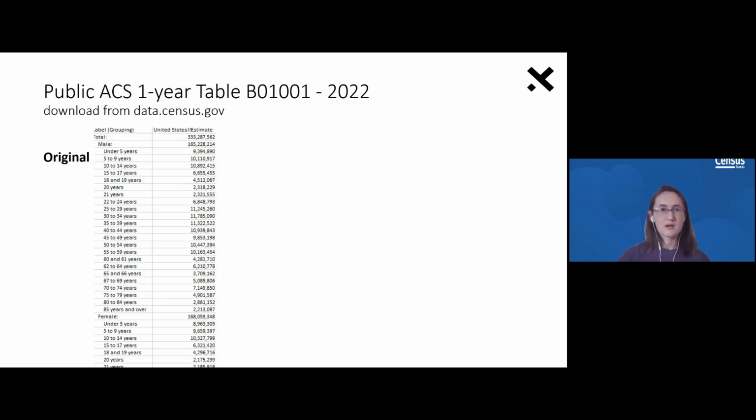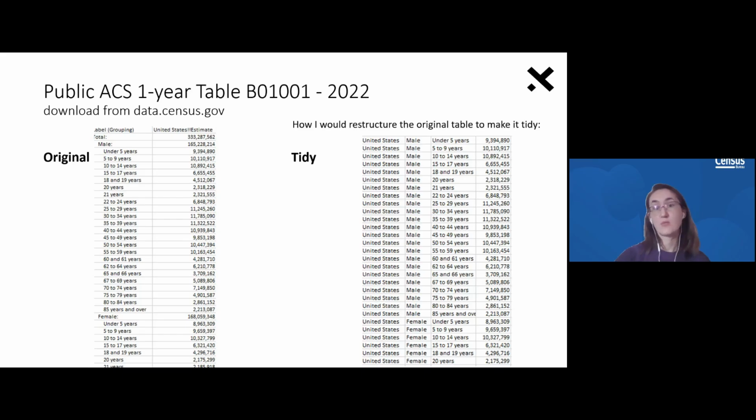I took that original table and applied the tidy principles to it. This is what I came up with, and this is how I would restructure the table. As I mentioned earlier, the geography identifier was in the column name, so I made it explicit. It has its own column. Sex has its own column, so you see here the male and the female. The age category has its own column. And then the estimates. I didn't include the margin of error in here just for visualization purposes, but if you wanted to add that in, you could as well.